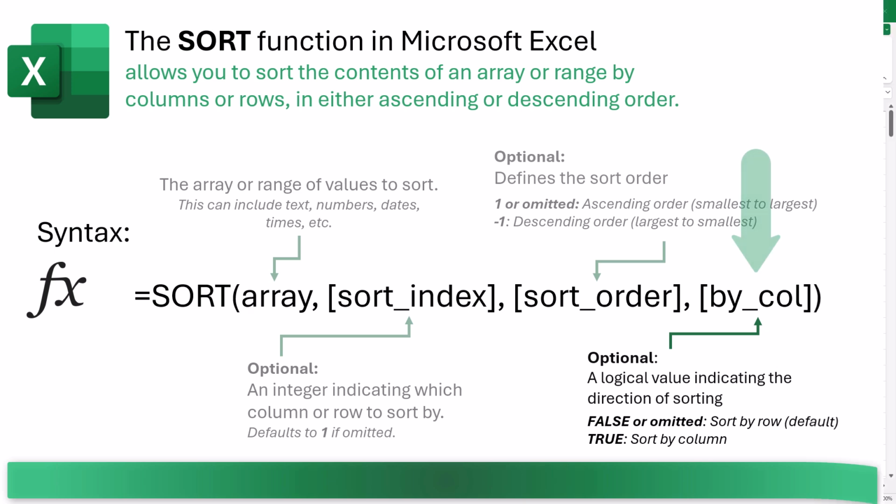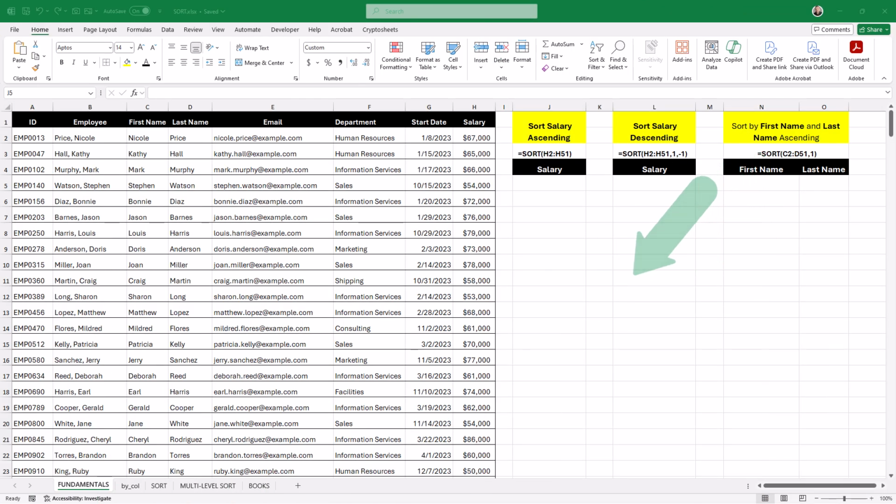Let's take a look. Here's a practice file with a bunch of fictional data, and it's available for download, so if you'd like to follow along, please do. Here, we're working with a data set that has employee information, IDs, names, email, department, start date, and salaries. Let's say you want to sort salaries from lowest to highest.